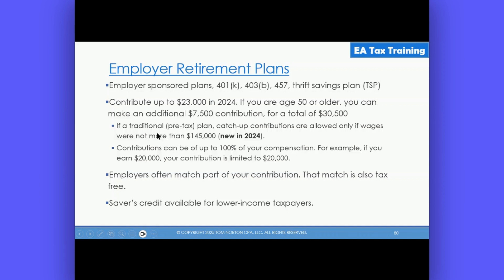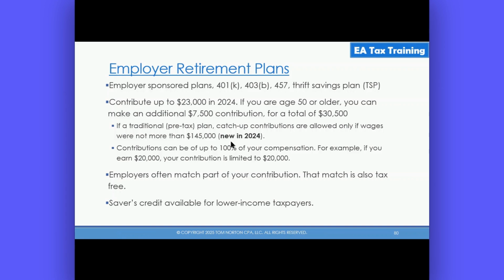If you have a traditional, in other words, not a Roth plan, then those catch-up contributions of $7,500 are only allowed if your wages were not more than $145,000. This is new for 2024, so take note of this. They might test this on the exam to see if you know the new rule. So if you make $145,000 or more, even if you're over age 50, you cannot make that extra $7,500 contribution. You would still be limited to the $23,000 contribution.